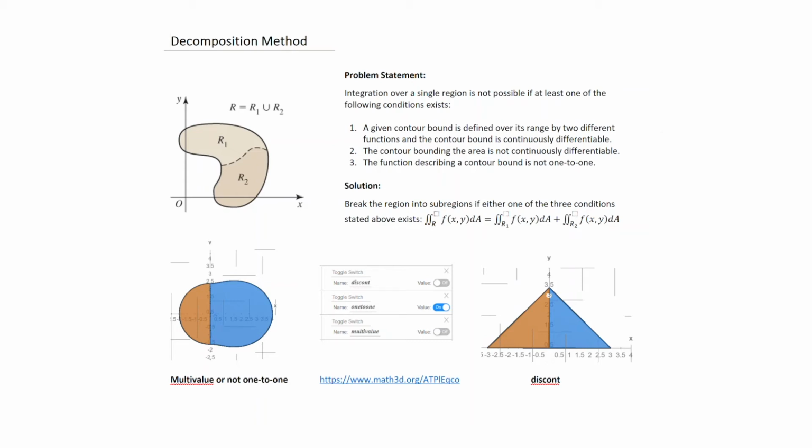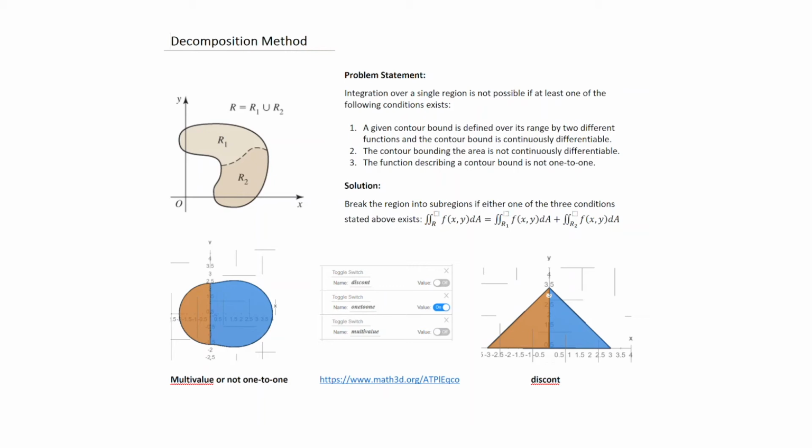I'll look at some of the pictures below to go through each one in turn. Secondly, the contour bounding the area is not continuously differentiable. Thirdly, the function describing a contour bound is not one-to-one. I'll go through this in more detail in a moment. So what is the solution? The solution is to break the region into subregions if either one of these three conditions stated above exists.